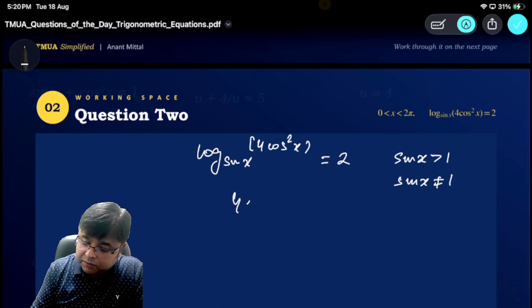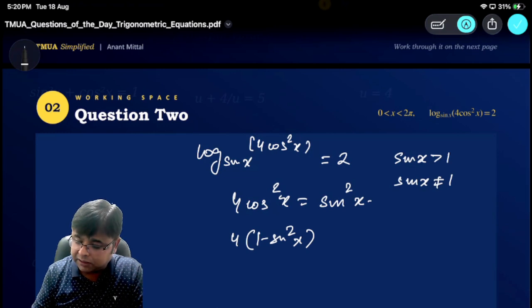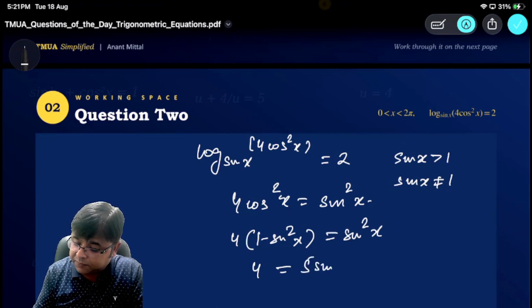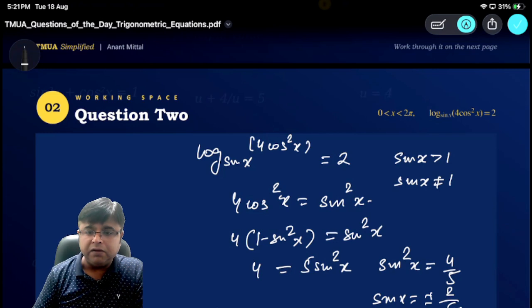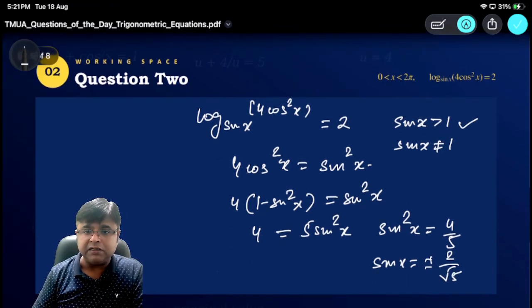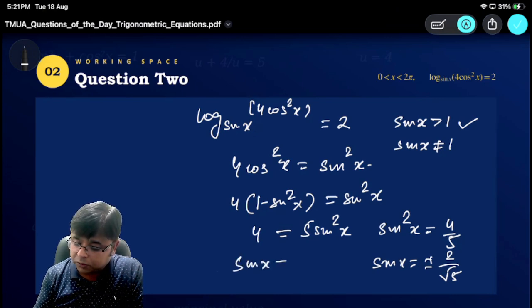So if I change it to the exponential form, it gives me 4 cos square x equals sin square x. Again, I can write cos square x in terms of sin square x as 1 minus sin square x. So this eventually will give me 4 equals 5 sin square x. So sin square x equals 4 by 5, which will give me sin x equal to plus minus 2 by root 5. I cannot take a negative value since I've already declared sin x is greater than 0, as it is the base. So sin x will take the value 2 by root 5.